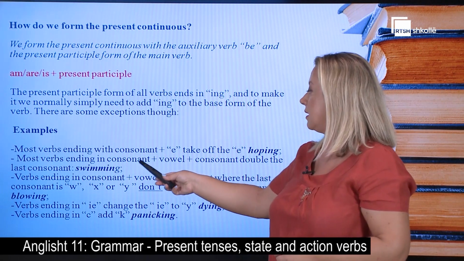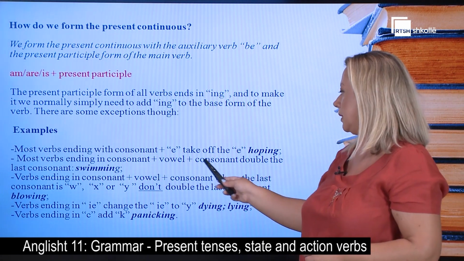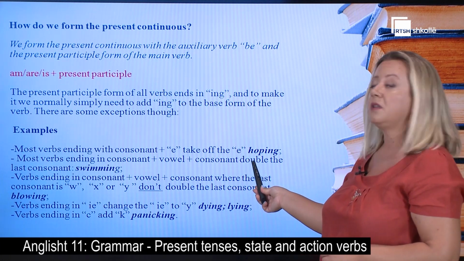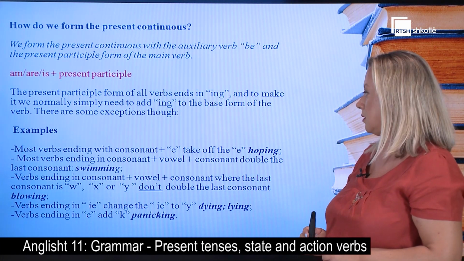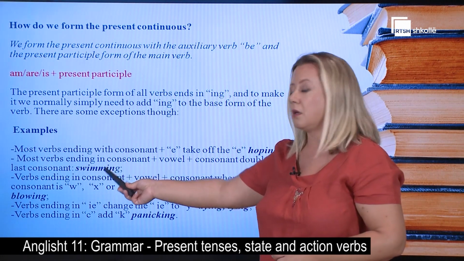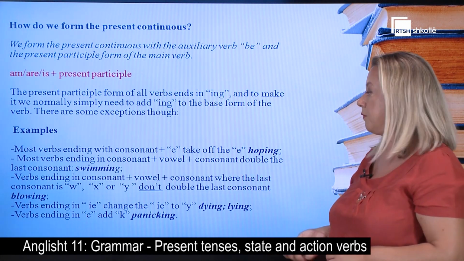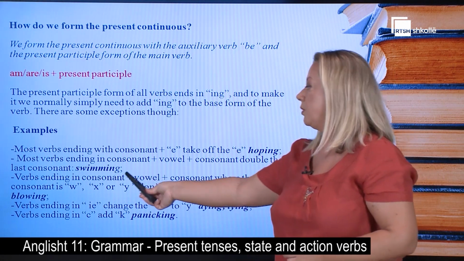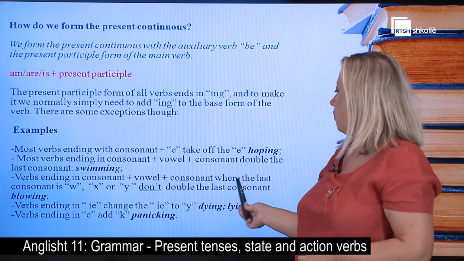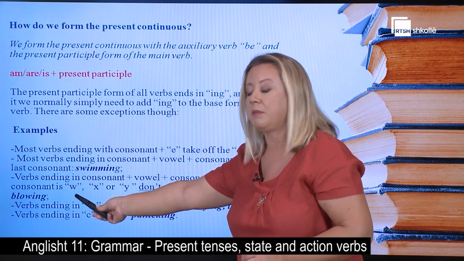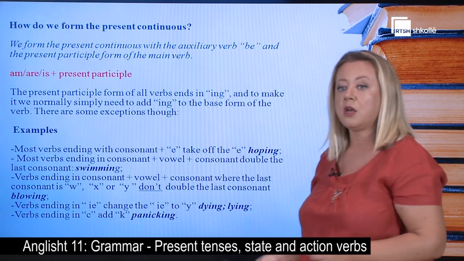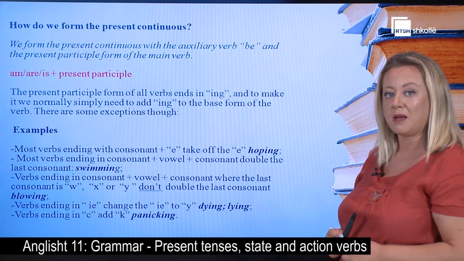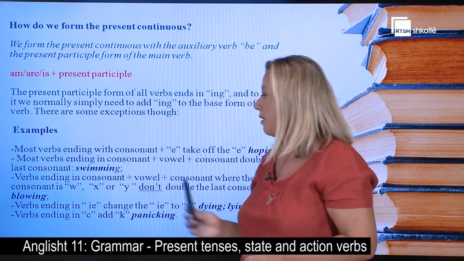Most verbs ending in consonant plus vowel plus consonant, so a vowel between two consonants, often double the last consonant. Swimming, running, another verb. Most verbs that have a vowel between two consonants where the last consonant is w, x or y, don't double the last consonant. For example, blowing we have here.